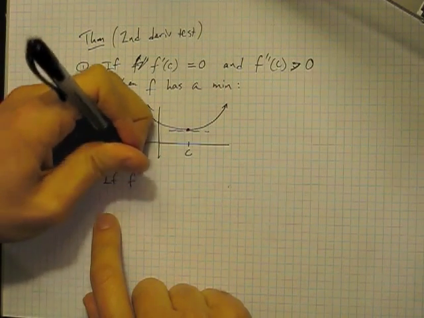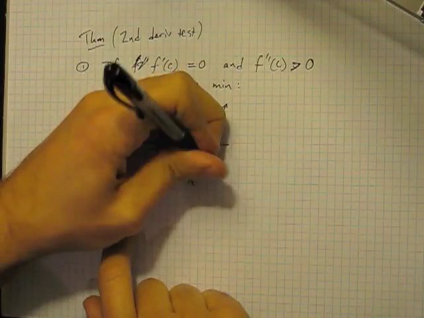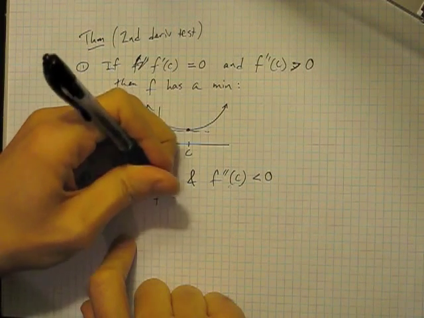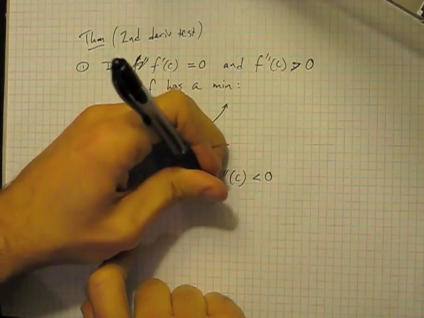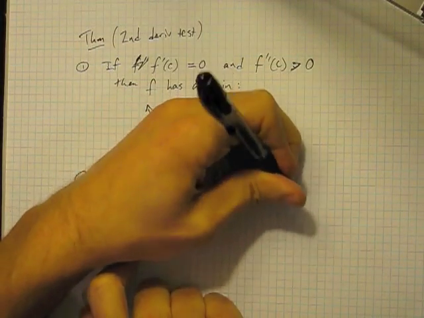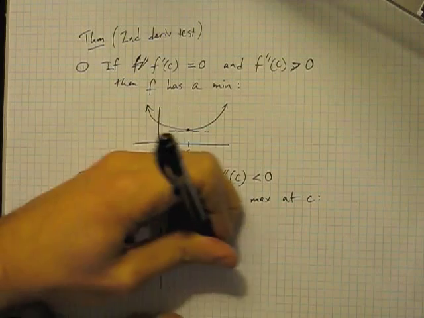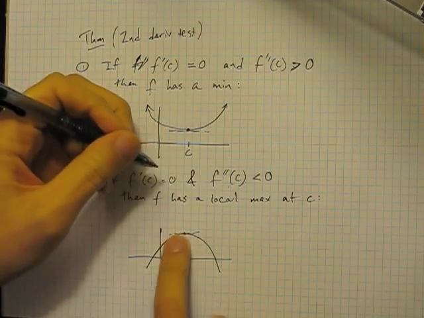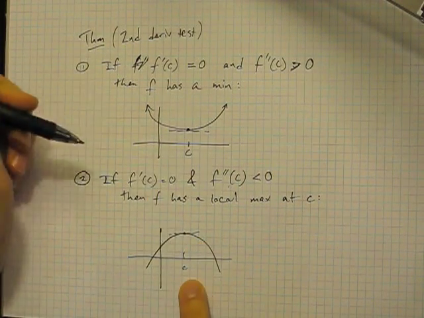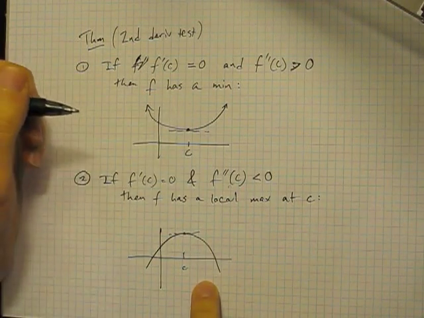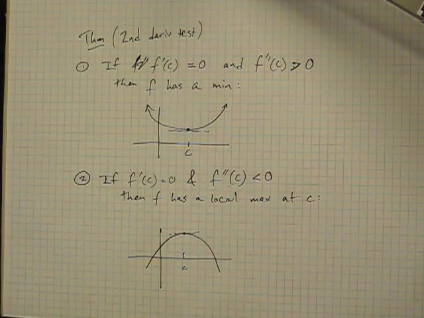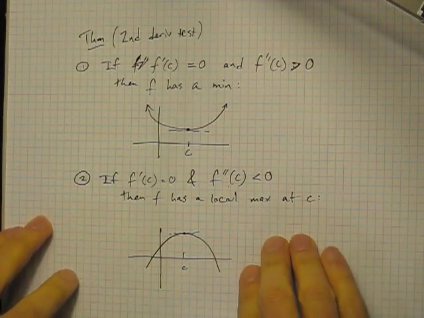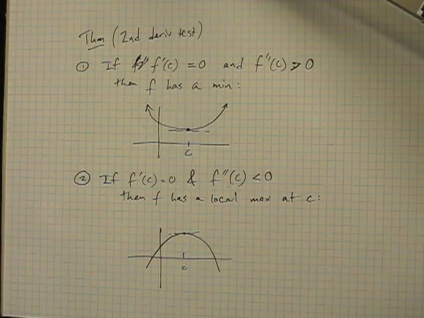Second, if f prime of c equals 0 and f double prime of c is negative, then f has a local max at c. Very similar picture. Here's c. So there's a horizontal tangent line at c because f prime is 0, but concave down. So this is a local max. This is called the second derivative test. So we've learned the first derivative test, the second derivative test, and a couple of elementary techniques for sketching curves of functions. We'll take this to another level in the next section.